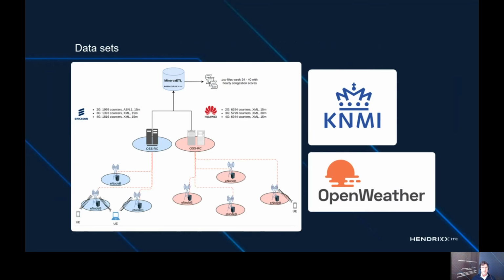For the data sets, we used the PM, CM, and FM data directly from both OSSs. And we got some KNMI data, being weather data, and we used some weather forecast data. We got these from the platform Open Weather. Then the counter data, temperature, of course, and weather forecasts like rain, clouds, and also temperature. So the KNMI data was the actual temperature at a certain timestamp, and the Open Weather data was weather forecast data.